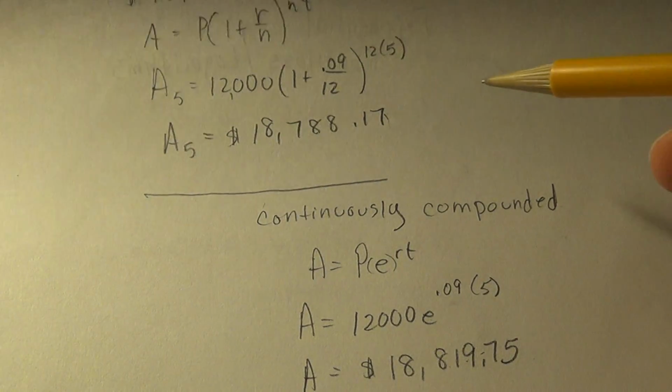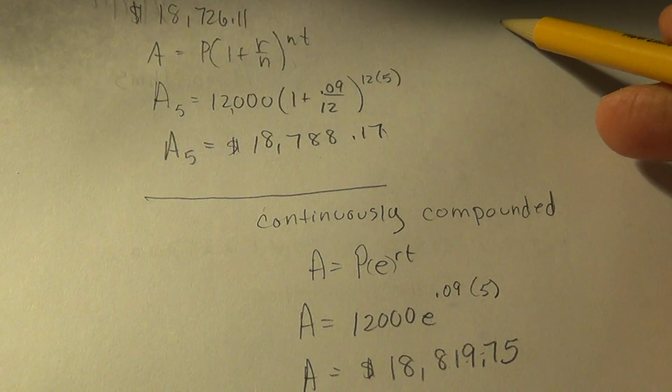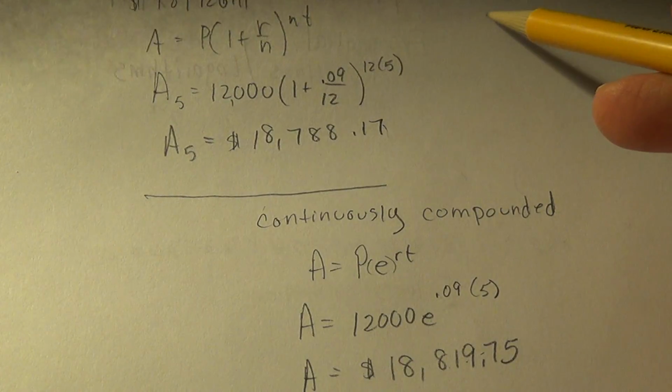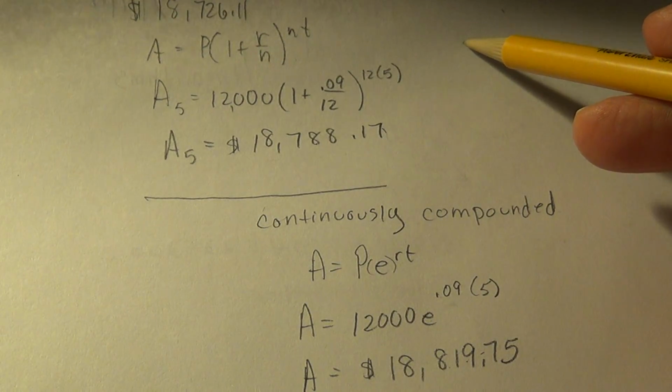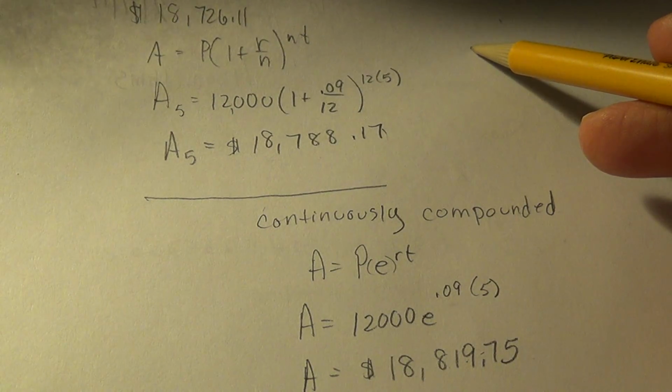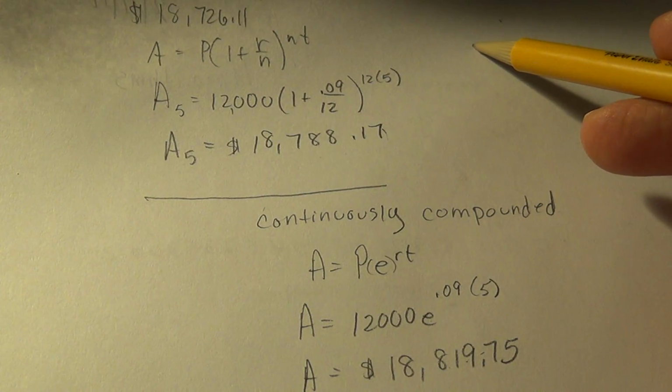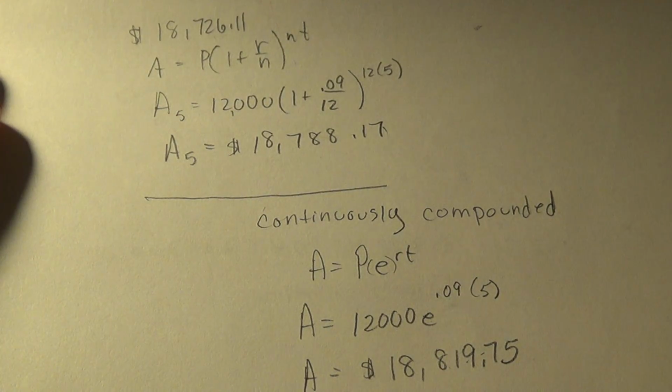So if you get the choice, compound continuously, or the greatest number of times per year that your financial institution will allow. All right, we'll be calculating some of these money equations and also using e in other scenarios.